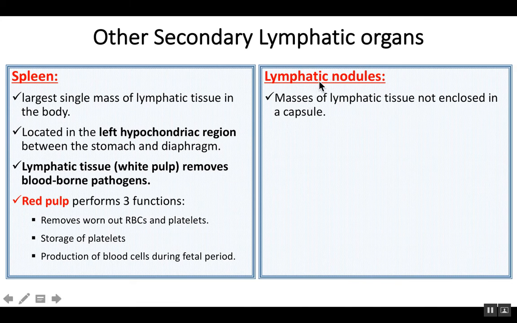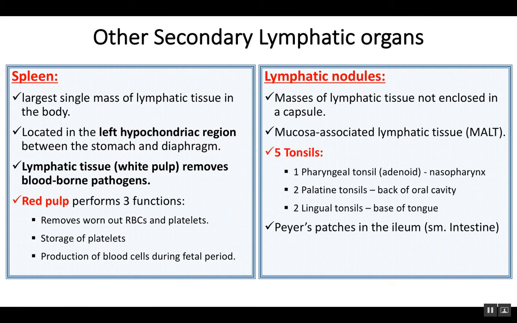Other lymphatic tissue is called nodules. These are masses of lymphatic tissue that is not enclosed in a capsule. Lymph nodes have a capsule. The spleen has a capsule, which is kind of a shell, an outer membrane. These guys don't. A lot of them are found in your mucous membranes.